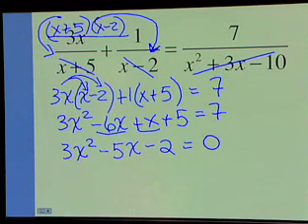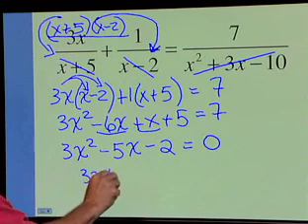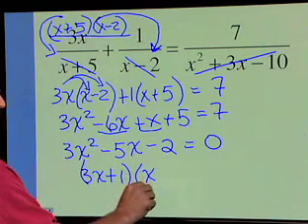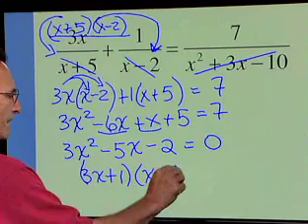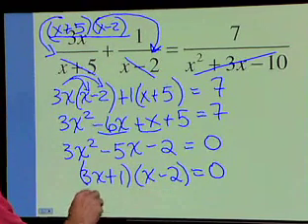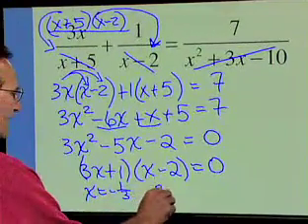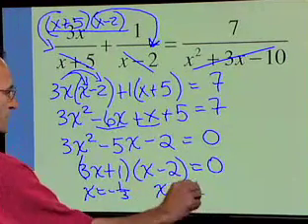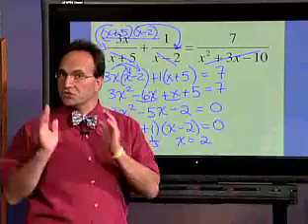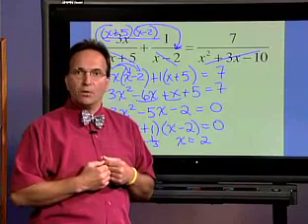We should look to factor this, and in fact, we can factor it as 3x plus 1 times x minus 2 equals 0. That gives me solutions of x equals negative 1/3, x equals 2. But again, it's important that we check to make sure that both of those work in the original equation.